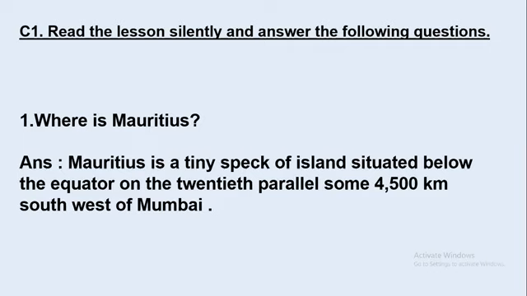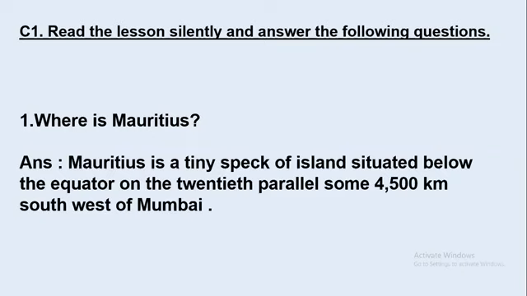First one is, where is Mauritius? So where is the Mauritius located? So answer is, Mauritius is a tiny speck of island situated below the equator on the 20th parallel, some 4,500 kilometers southwest of Mumbai.